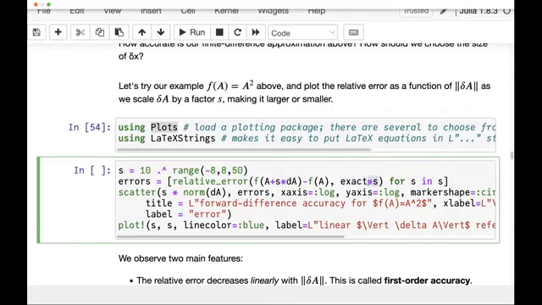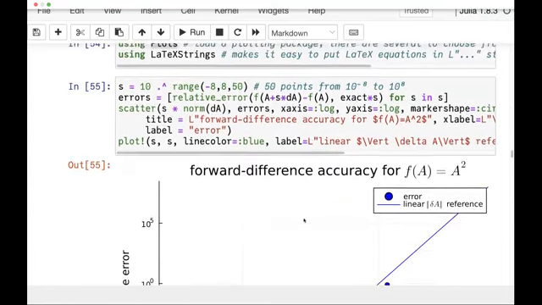So I'm going to keep the same random dA, but I'm just going to scale it up or down in magnitude. This gives me a range of points from -8 to 8, and then I'm going to take 10 to that. So it's 50 points from 10 to the -8th to 10 to the 8th. Okay, and I'm going to plot them, and I'm going to plot also a straight line for reference. And this is what we get.